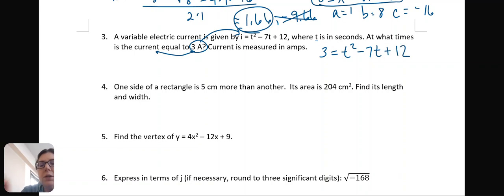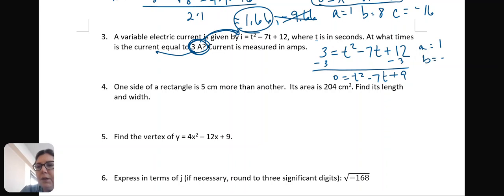So if you see a similar type of problem, it always starts by taking the number they give you and plugging it into the equation. Keep your eye on it. So 12 minus 3, 0 equals t squared minus 7t plus 9. So our A is 1, our B is negative 7, and our C is 9.